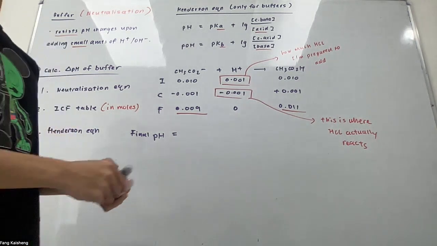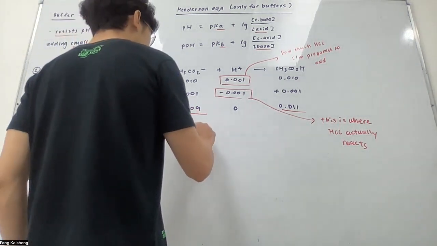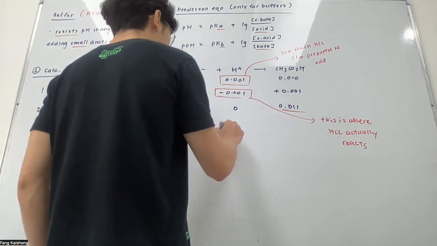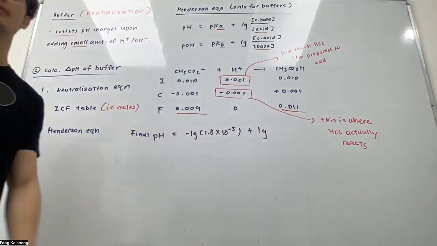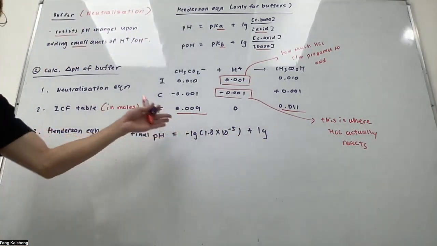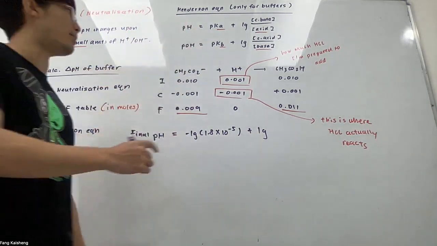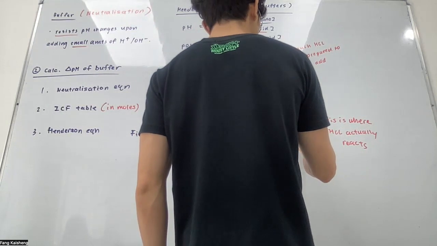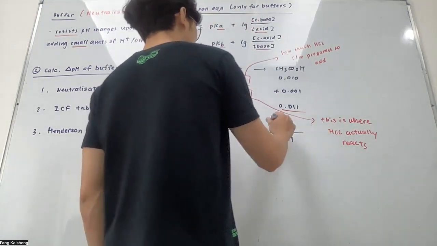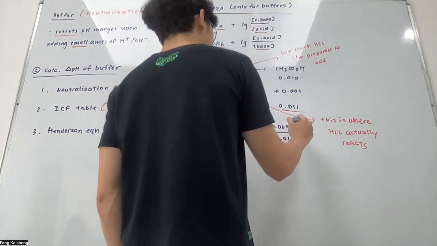Okay, do your pH equals to pKa. They've already given your Ka value, so just put a negative log there. Plus log. Remember the acid. You're using pKa, so acid must be at the bottom. Okay, so acid here is CH3CO2H, 0.011. Conjugate base on top, 0.009.